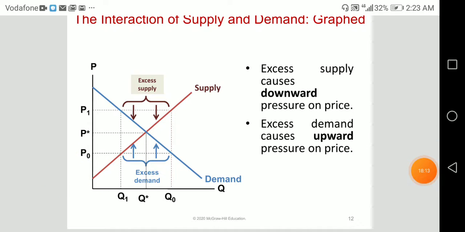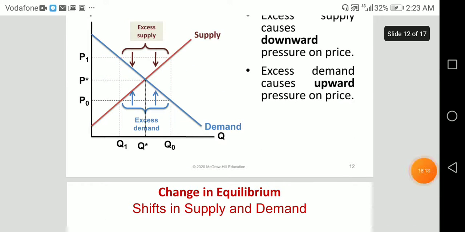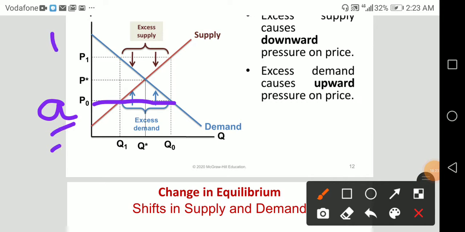At price P0, let it be A, this is B, and this is C. At A, we will go here, this is A, and this is P0. We will see that we are having what?